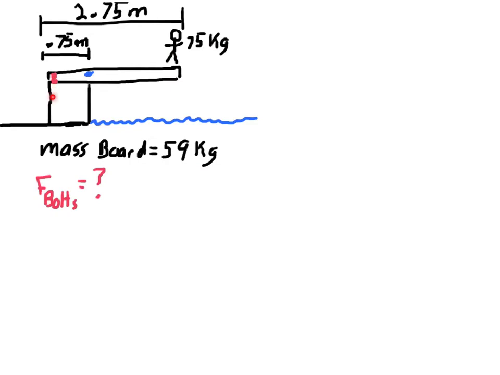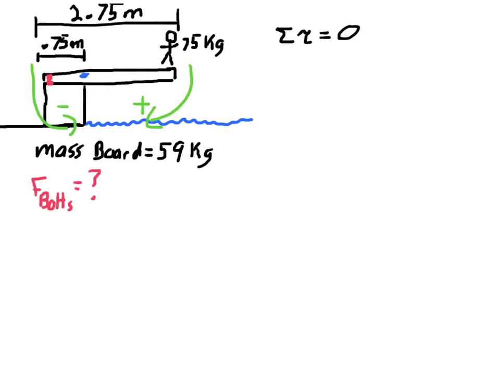Next thing that I need to do is choose rotational positive or rotational negative. I'm going to choose everything that makes the board rotate this way as positive, and everything that makes the board rotate that way as negative. And it doesn't matter which way you choose, you just have to choose and then be consistent for the entire time. All right, so sum up my torques. Sum of my torques is going to equal 0 here. And let's maybe deal with that here in a second.